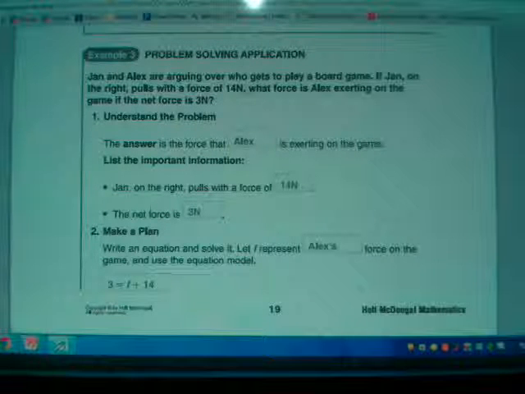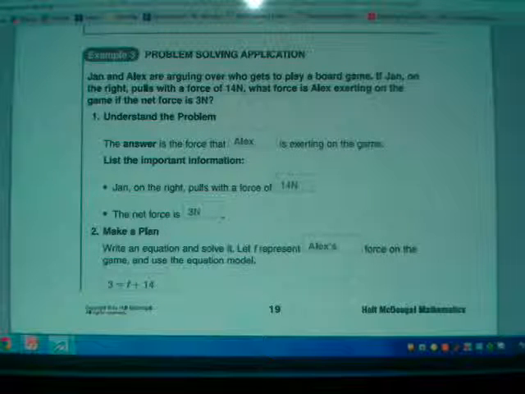So, let's take a look at the different steps that are involved in solving the story problem here. It says in step 1, or in part 1, that the answer is the force that Alex is exerting on the game. Then what they ask us to do is list the essential information, the information that we pulled out of the question. It says that Jan, on the right, pulls with a force of 14N, and it says that the net force is 3N. And those are really the only numbers they give us to work with in the problem.